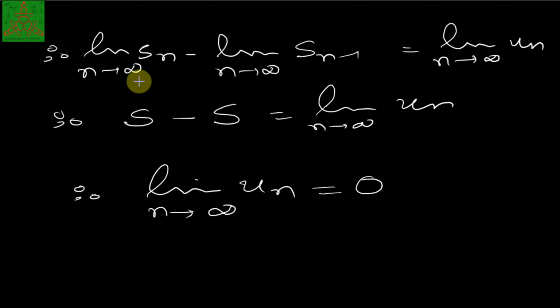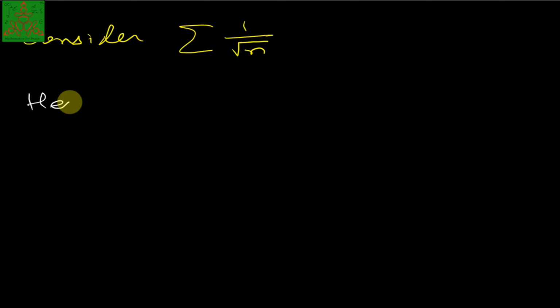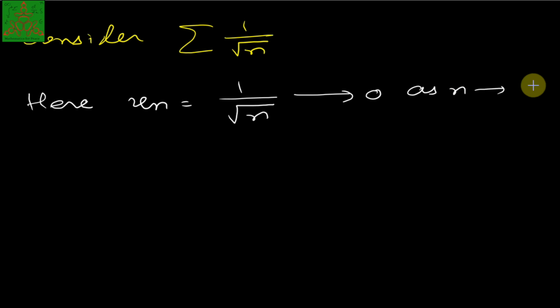We'll give one example for that. Consider the summation of 1 upon square root of n. Here un is 1 upon square root of n, which tends to 0 as n tends to infinity. So the nth term is going to 0. What we will prove is that this series is divergent. That means here the limit of un is 0 as n tends to infinity.